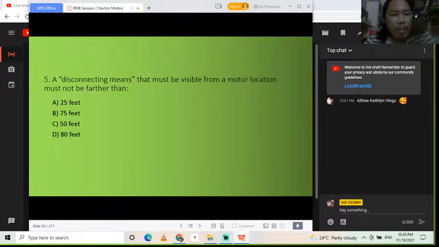Number 5. A disconnecting means that must be visible from a motor location must not be farther than blank. So, gaano daw bang alayo? Disconnecting means that must be visible from a motor location must not be farther than blank. So, not farther than 50 feet. Okay, 50 feet. So, ibig sabihin, ang tanong na to nanggaling sa Amerika. Kasi nga, ang ating pamimilihan ay in feet. Okay?